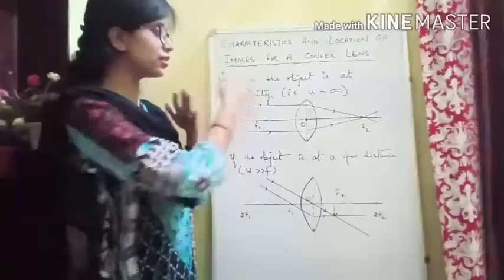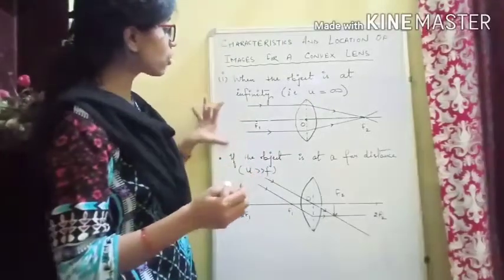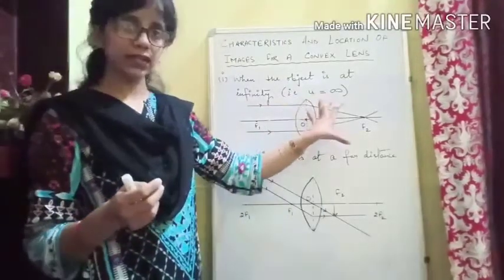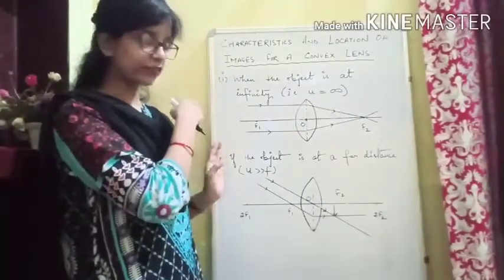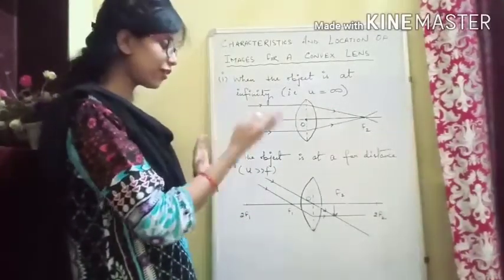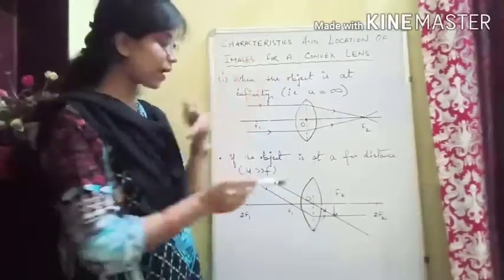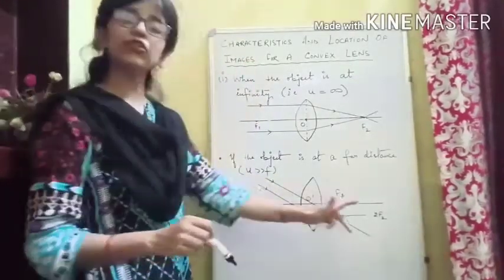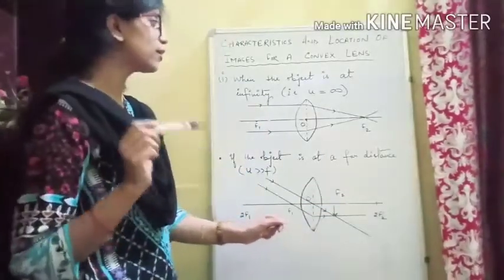So when we take, see, this is the difference. If you are taking the object at infinity, the light rays will always come parallel to the principal axis. But if we take the object at a far distance but not at infinity, then we take the rays as coming parallel, but parallel to each other, not parallel to the principal axis. This is the difference which you should actually mind.